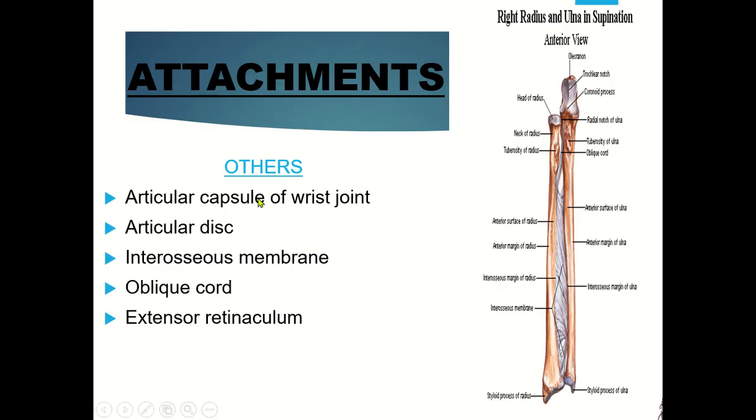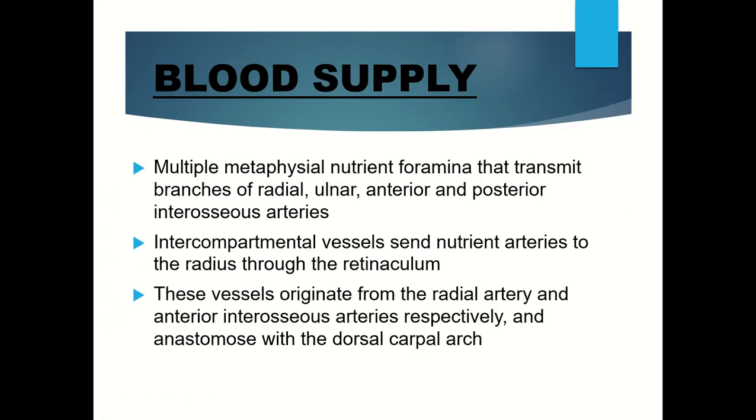So we can see the attachments: articular capsule of wrist joint, articular disc, interosseous membrane, oblique cord, and extensor retinaculum. On the blood supply, there are multiple metaphyseal nutrient foramina that transmit branches of radial, ulnar, anterior, and posterior interosseous arteries. And there are intercompartmental vessels that send nutrient arteries to supply radius through the retinaculum. These vessels originate from radial artery and anterior interosseous arteries respectively and anastomose with the dorsal carpal arch.